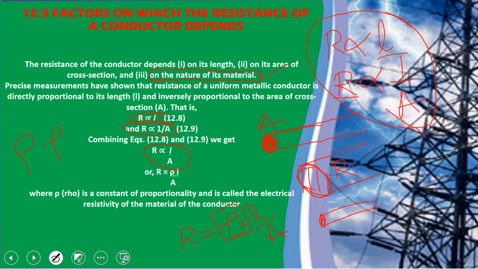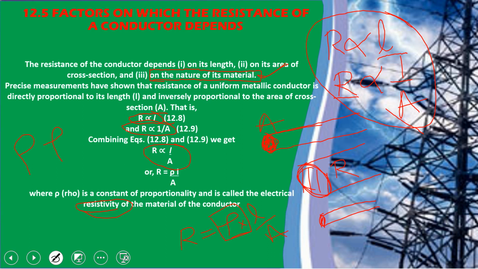Now here, what is rho? Rho is a constant. For a particular material, it will be a constant. That is what actually decides the nature of the material. This rho is the constant of proportionality and is called the resistivity. So we can say that the resistance depends on the resistivity also. So three factors are there: one is the length, another is the area of cross section, and the other is the resistivity of the material of the conductor.